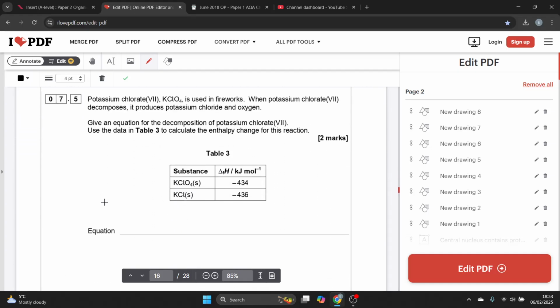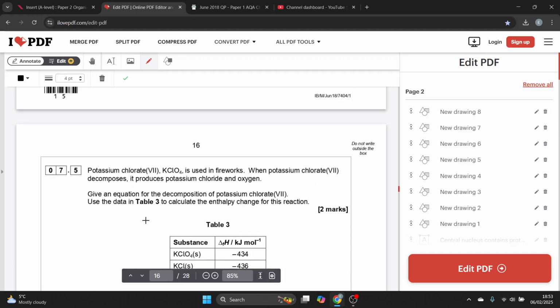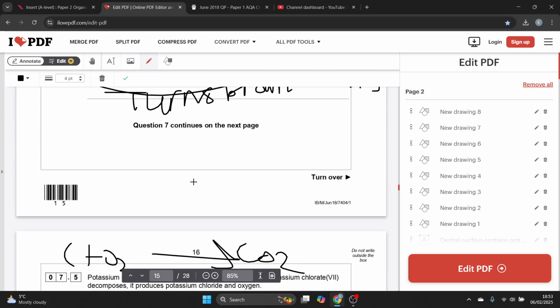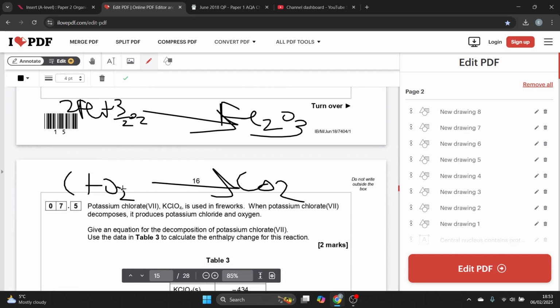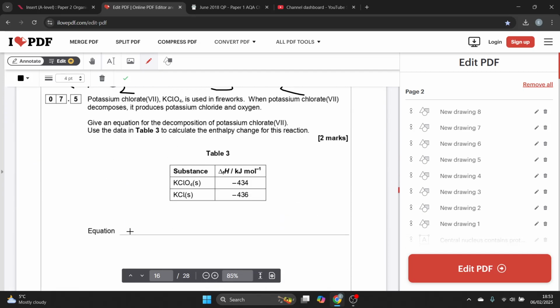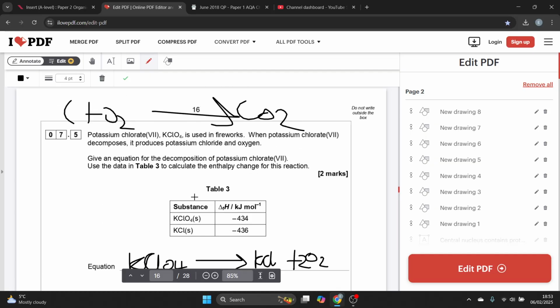Given the equation for decomposition of potassium chlorate. Now, enthalpy of formation is something like, I'm just giving an example, let's say CO2, enthalpy of formation of CO2, that's carbon plus O2. Fe2O3: 2Fe plus 3/2 O2, right? Balance. This is a decomposition of potassium chlorate, and I know potassium chlorate is KClO4. So I'm going to write this to KCl plus 2O2. It doesn't ask for state symbols, so we don't need to do any. There you go. Then it says calculate the enthalpy change for this reaction.